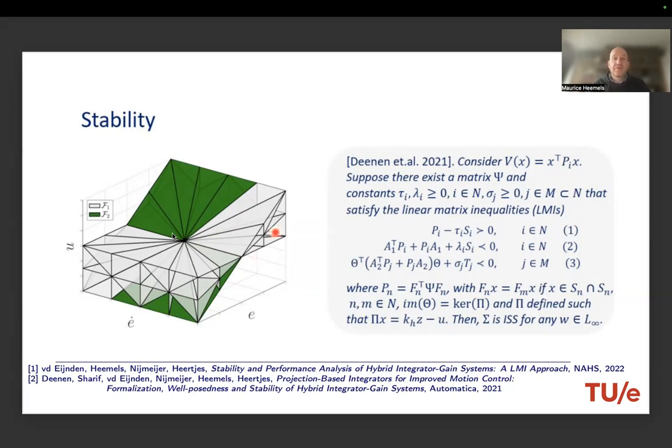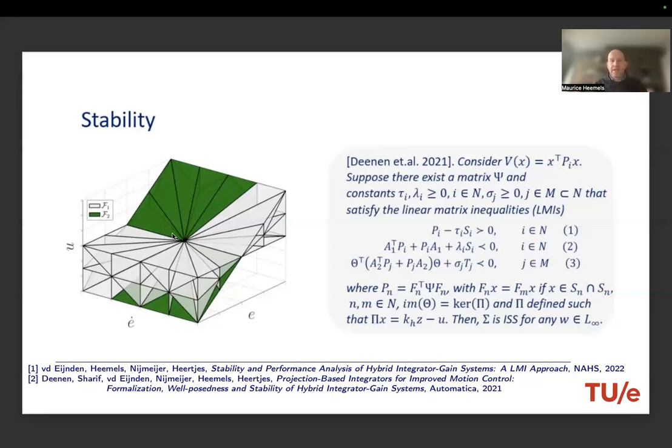If you try to synthesize such a piecewise quadratic Lyapunov function, as written over here, you can write down an appropriate set of LMIs that, if feasible, guarantee that the system is input to state stable. So we get input to state stability of the overall system.